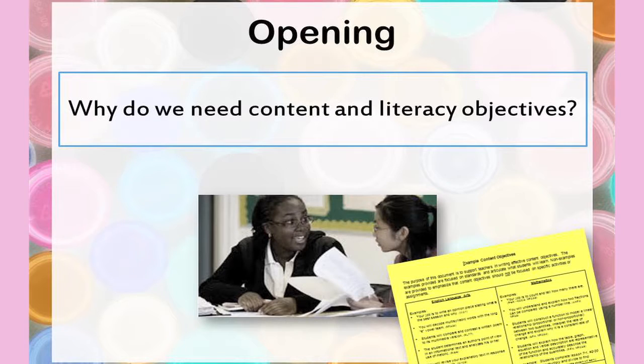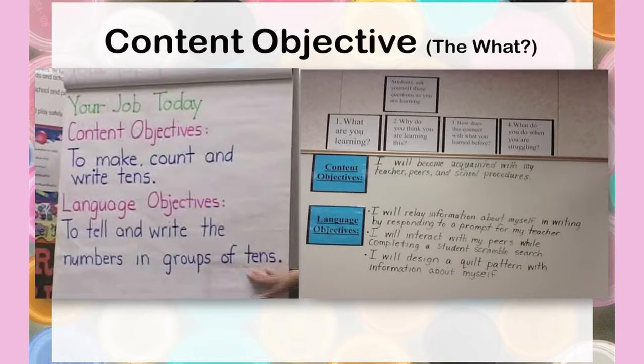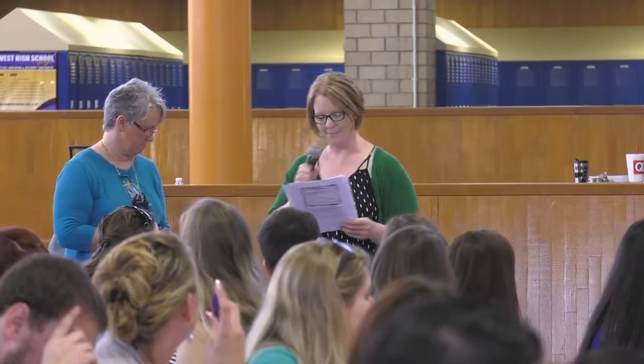Content and literacy objectives should be stated as you are getting ready to teach to your students and to teach the lesson. If you choose, you may use some visuals, and these are just a couple of examples. There is no one right way to display them if you choose to do that. However, we do need you to state them as you're getting ready to teach your lesson.